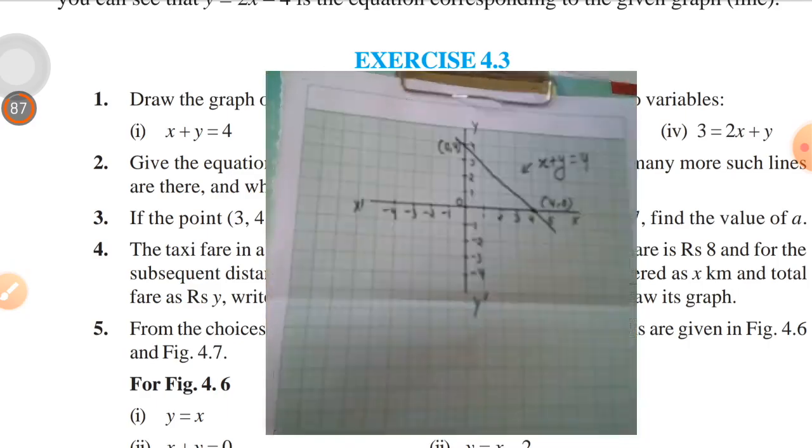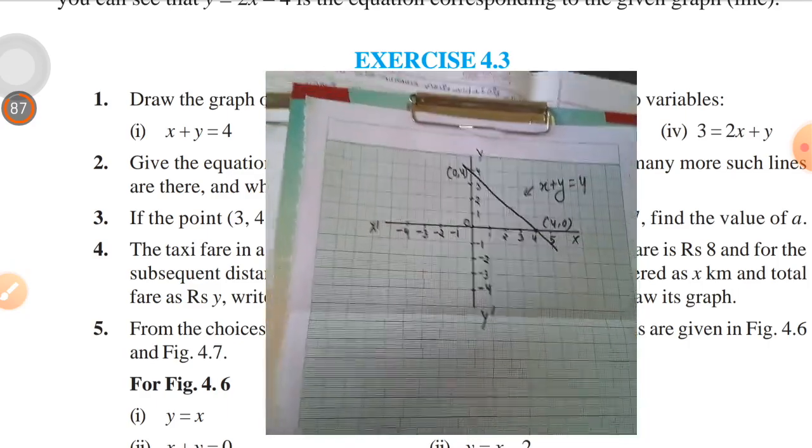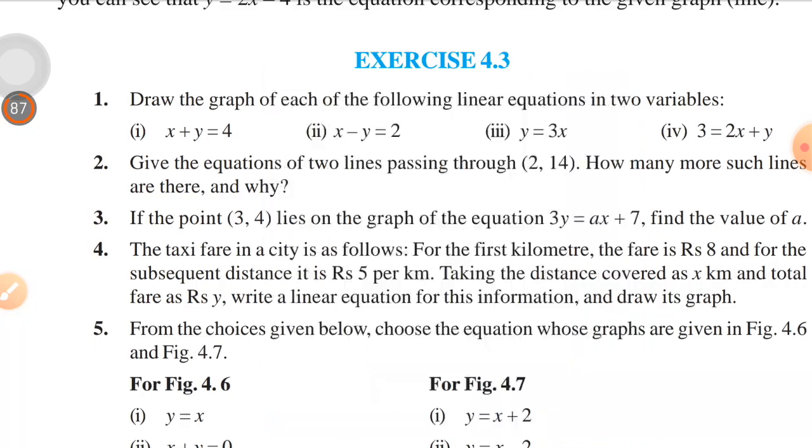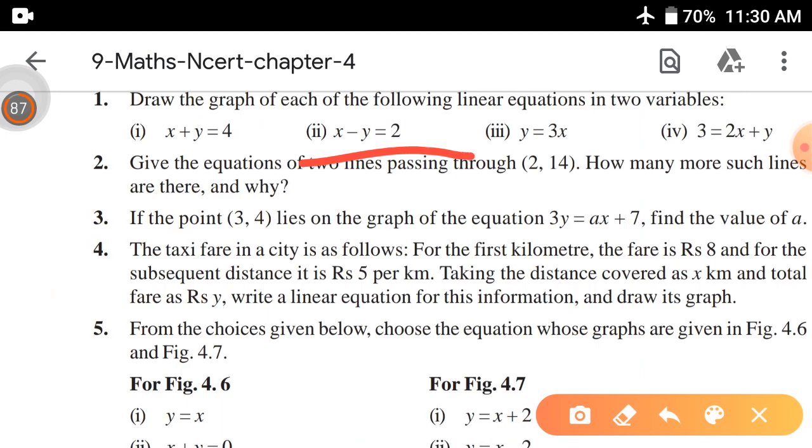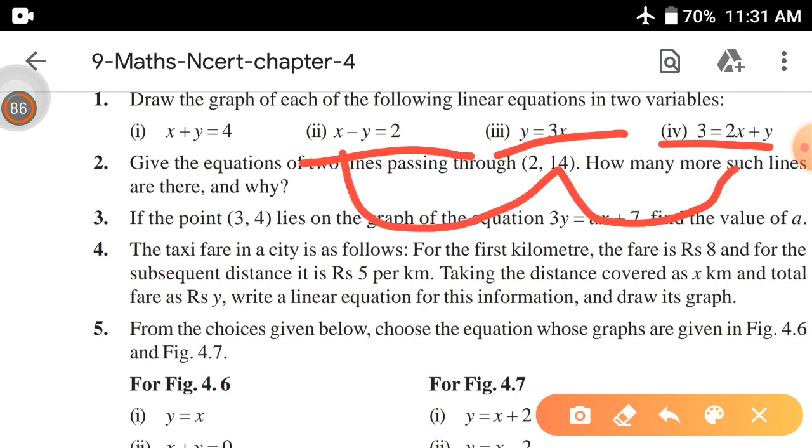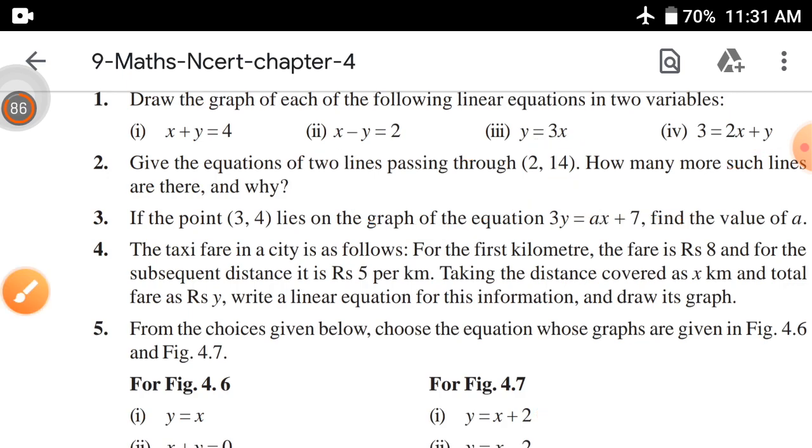Similarly, you will do all the questions. In the other questions also, you can see that the second question is x minus y equal to 2, the third is y is equal to 3x, and the fourth is this one. So all these questions will similarly be located on the Cartesian system. Now move to the second question.